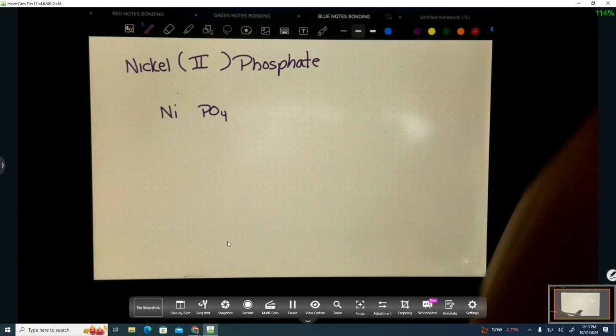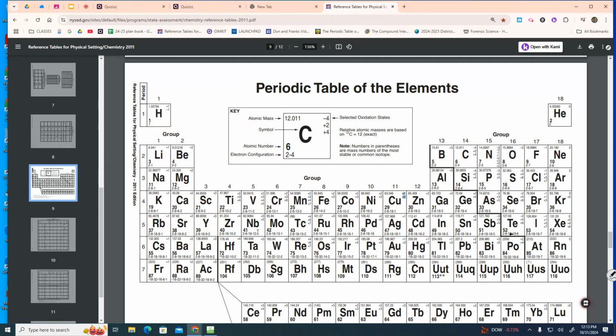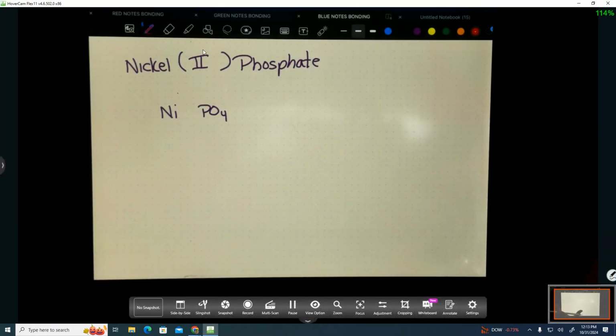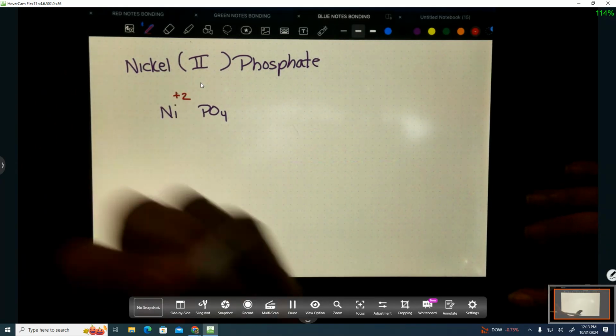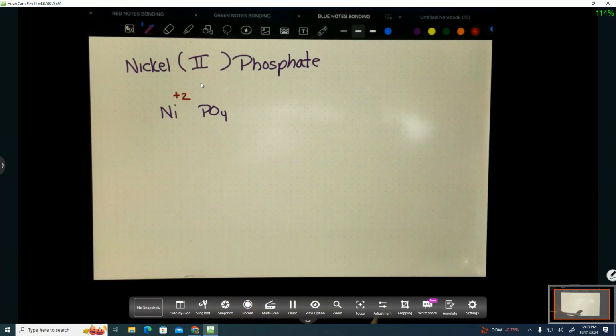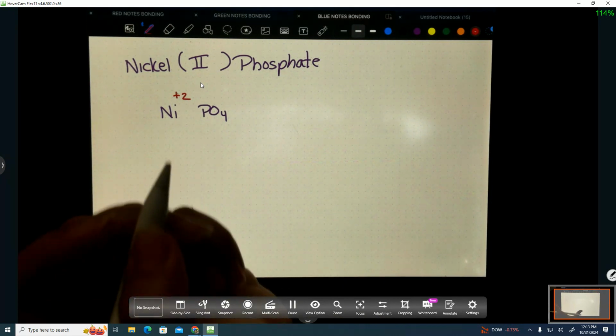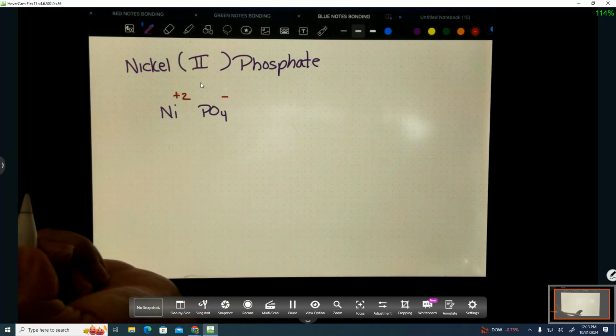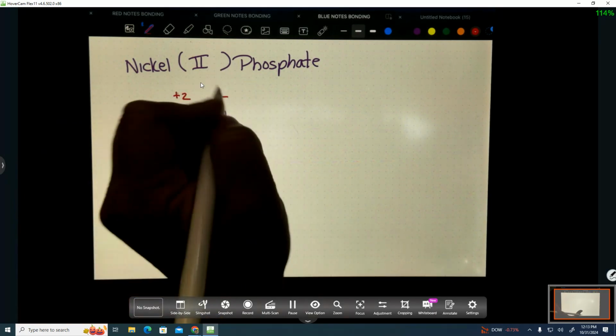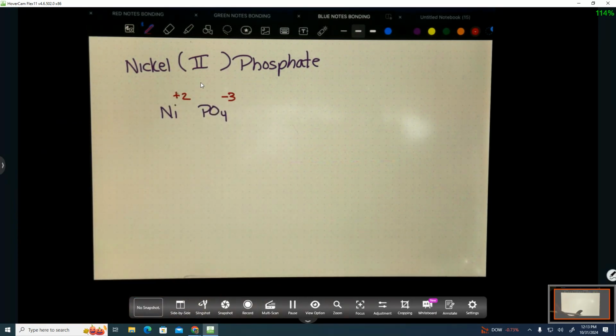When you look here, nickel has 2 choices, right? Which one am I using? The +2. Okay, and for phosphate, we're going to use PO4 with a negative, not 2, -3. Okay, we're going to get that right from table E.